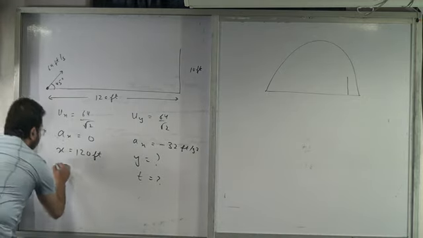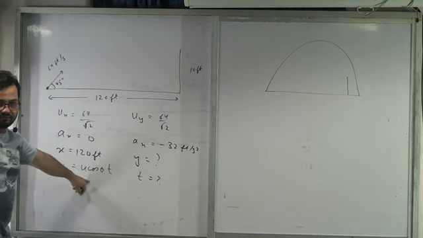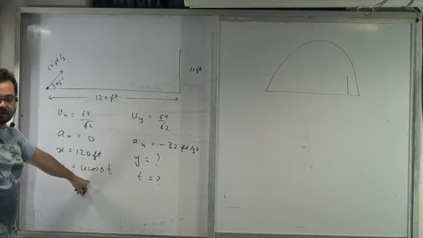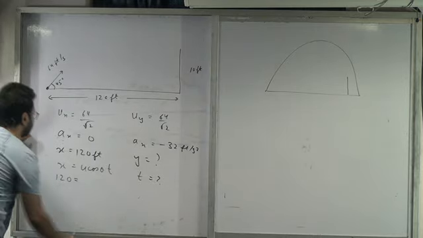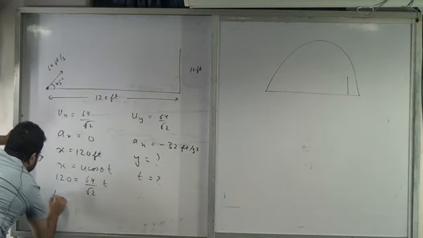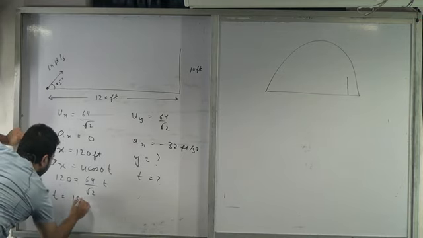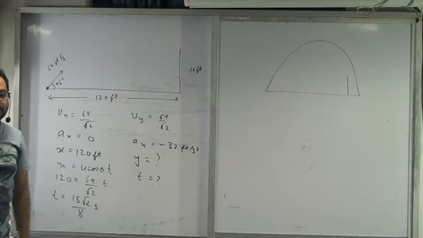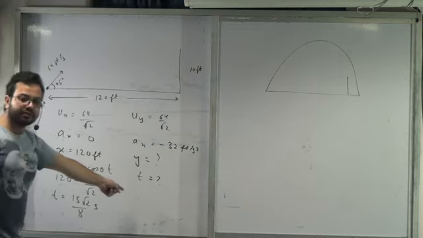How can we find out the time? Excellent. So x is equal to u cos theta into t. That's it. Because in the horizontal direction the velocity is not changing. So this will become 120 is equal to, what is u cos theta? 64 upon root 2 into t. So the time will be how much? 15 root 2 by 8. So time will be 15 root 2 by 8 seconds. Any problem?